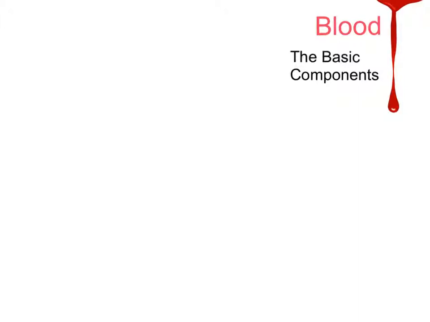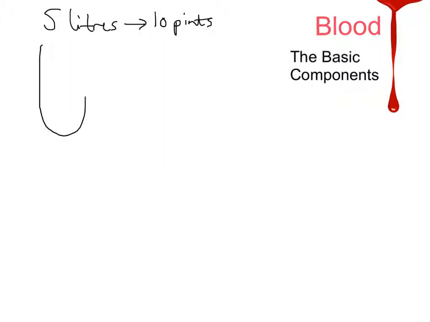There's our starting point. So we roughly have, in an average adult, about 5 litres, which equates to about 10 pints. So that's how much blood we have in an average body. And if we were to take all that blood, and we're just imagining here, and put all of it in a single test tube, if that were possible.